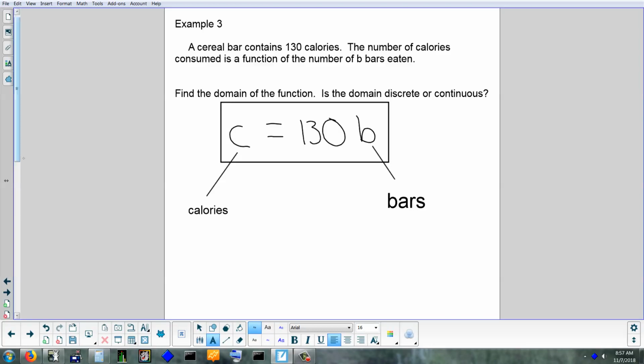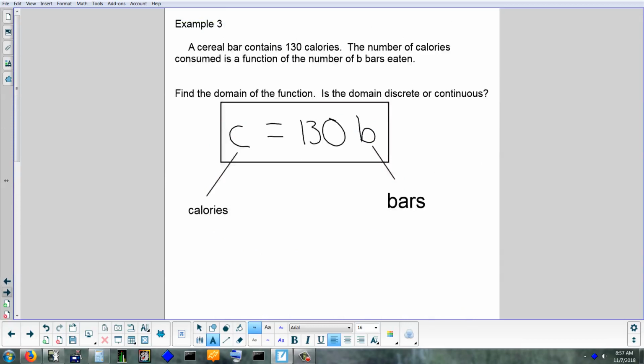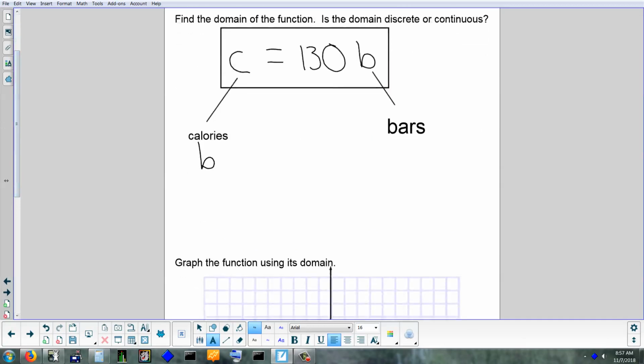Again, my B, if I go back to the one before, right? D was what I plugged in. M was what it equaled. D is what I'm plugging in. M is what I got for an answer. Same thing here. When I set up my chart, my B will be first.